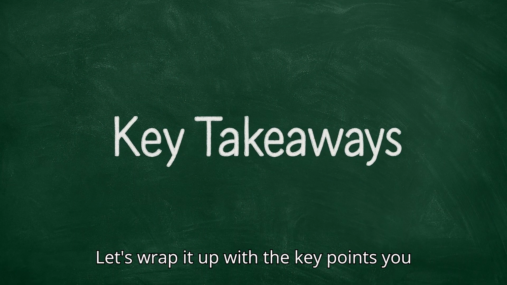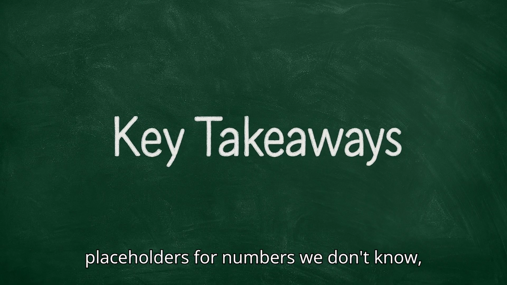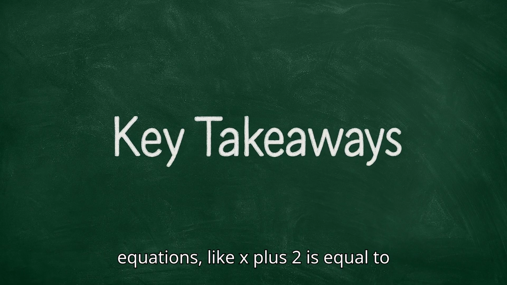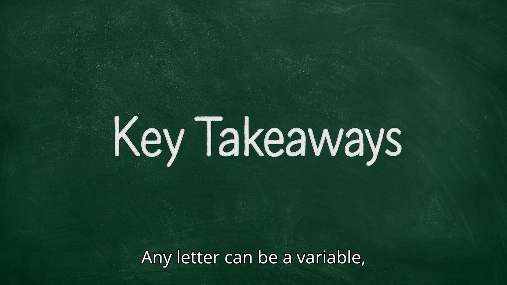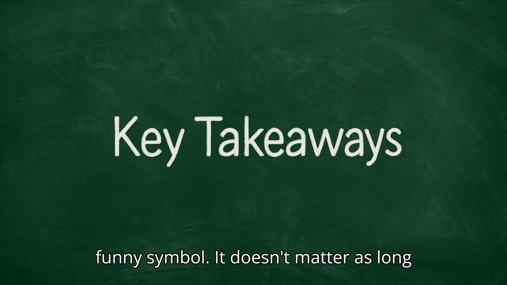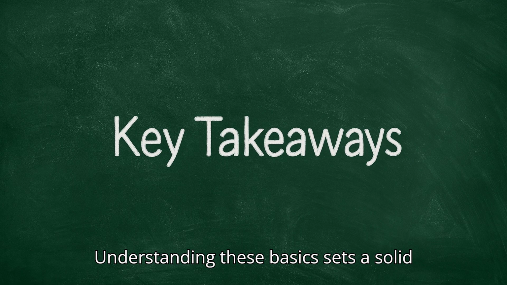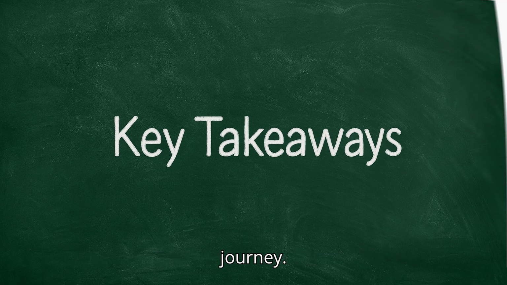Let's wrap it up with the key points you should remember. Variables are just placeholders for numbers we don't know or that can change. We use them to create equations like x plus 2 is equal to 5, so we can solve problems step by step. Any letter can be a variable, x, y, or even a funny symbol. It doesn't matter as long as you know what it stands for. Understanding these basics sets a solid foundation for the rest of your algebra journey.